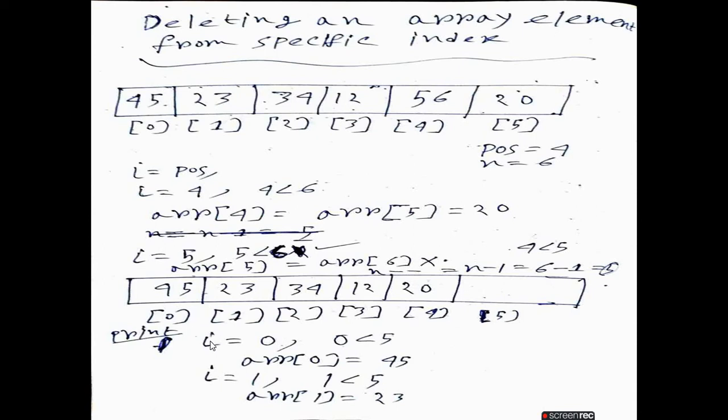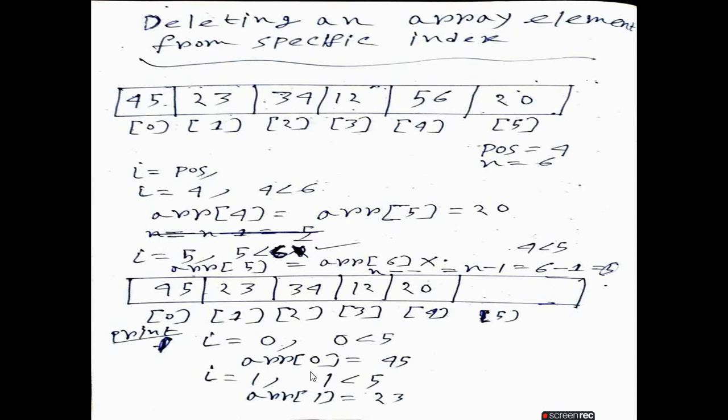For printing we do the same. I equals 0 first, so 0 less than n. What is the value of n now? After changing, the n value is 5, so 0 less than 5, yes. Print the value of AR of 0, AR of 0 is 45, so 45 is printed.